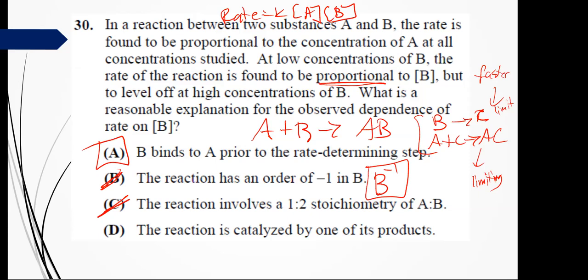This one, with it being catalyzed by one of its products, should be the opposite: as we see more and more of it, then we should end up making more product and catalyzing it even further. And so that's what we're looking for. We're looking for A for that one.